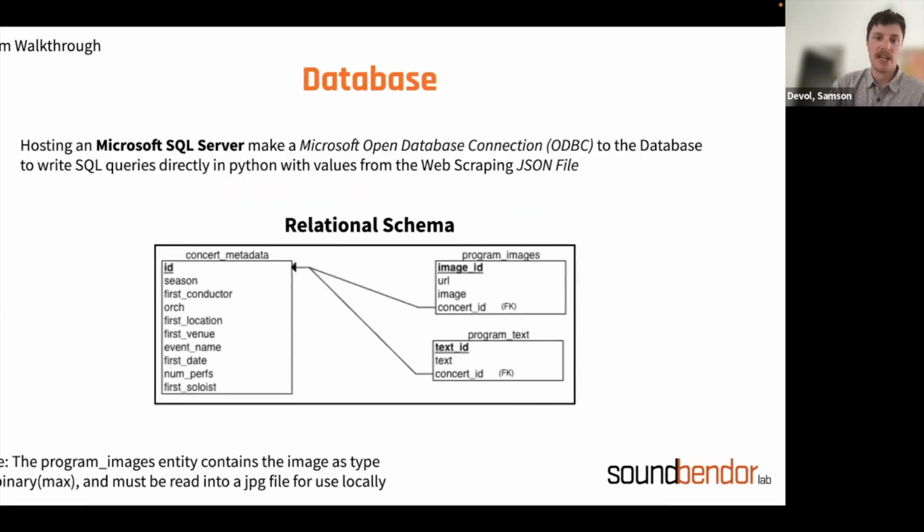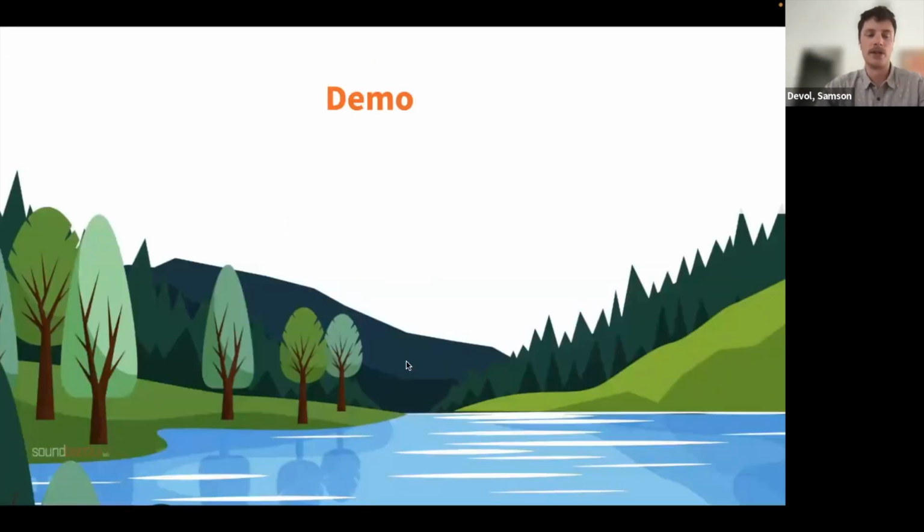So then we have our database on a Microsoft SQL server, and using that ODBC connection, we can write our SQL queries directly in a Python script to pump those JSON files into our database. Here we have just a little relational schema of our database with 3 entities: the concert metadata, program images, and program text.